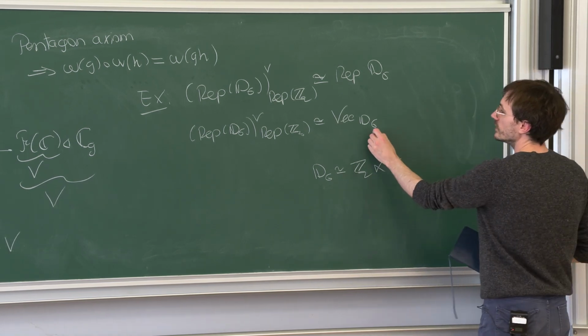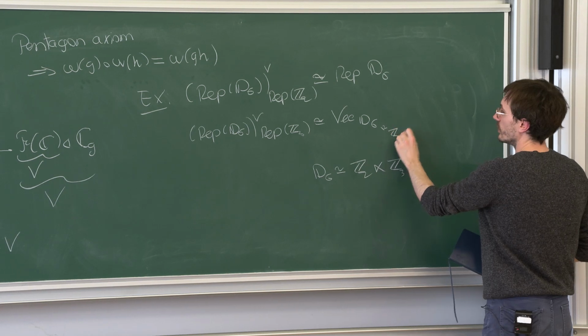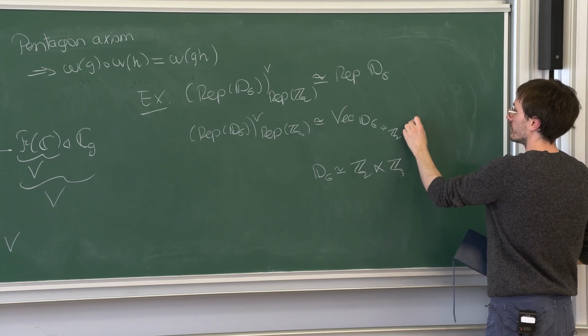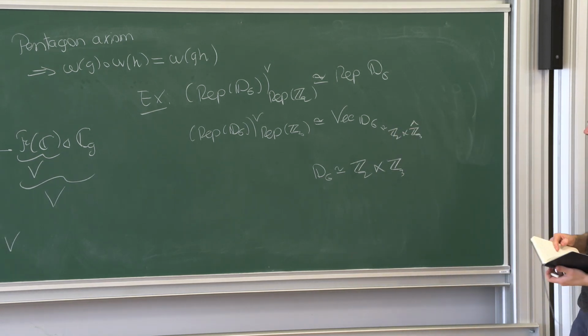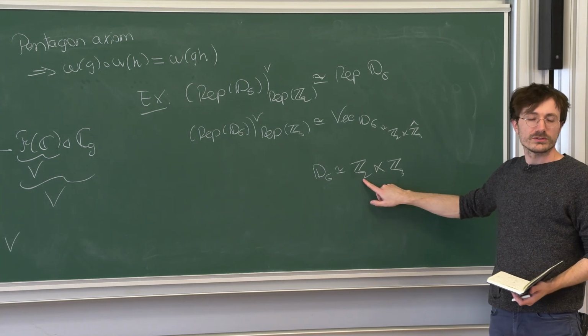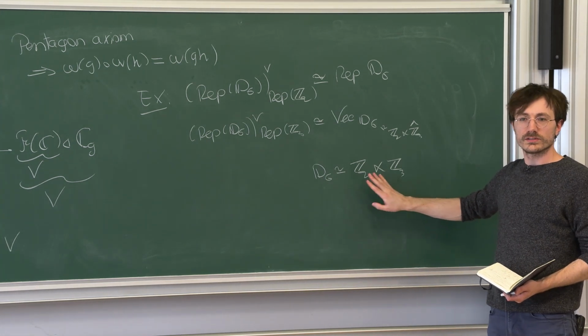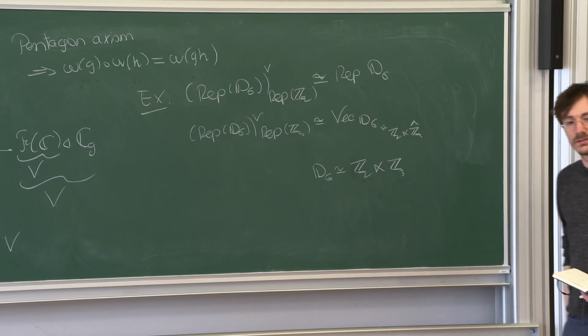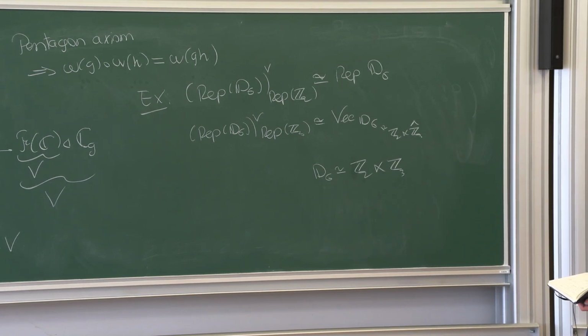Technically, the D6 here, you might want to think of it as this: we did dualize the Z3. Every time you do something with a non-normal subgroup, which is the case of Z2, this is when things become a bit more exotic.